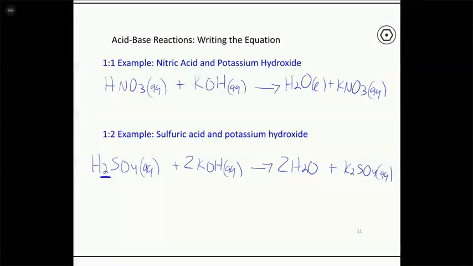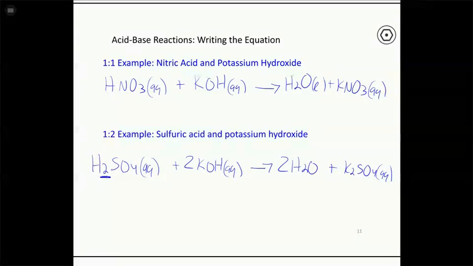And again, we want to make sure that H plus and OH minus react in equal amounts. So if we have 2 H pluses in our acid, we need to also make sure there are 2 OH minuses provided to react with that completely. So that's how we balance acid-base reactions, and we'll see a lot of examples of that as we go.